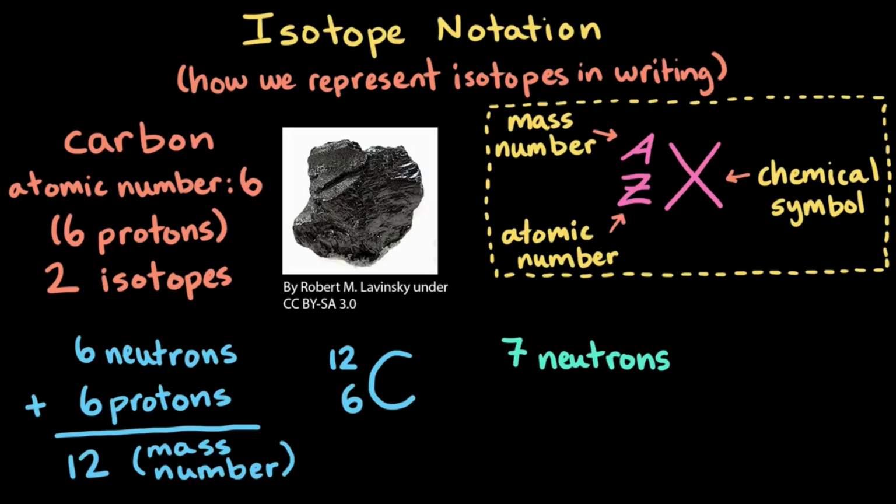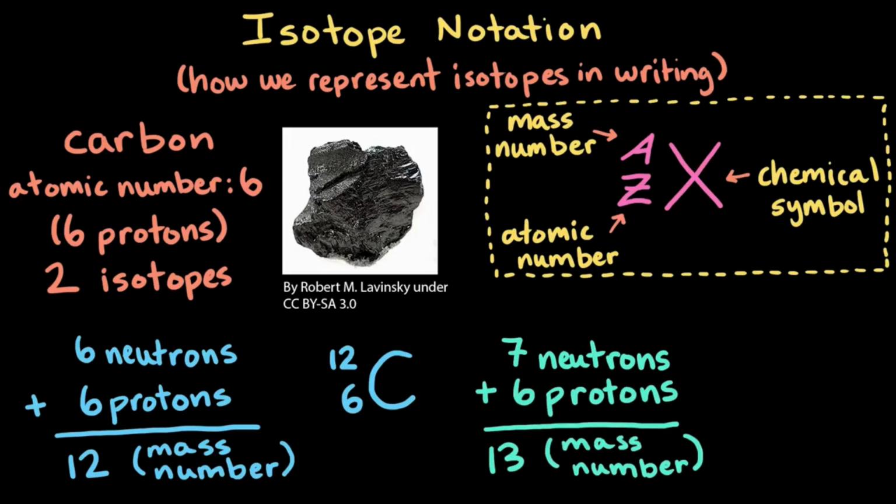But for the isotope with 6 protons and 7 neutrons, the mass number would be 6 plus 7, or 13. So the notation for the carbon isotope would be as follows. Here we have the chemical symbol C with the mass number 13 written at its top left and the atomic number 6 written at its bottom left.